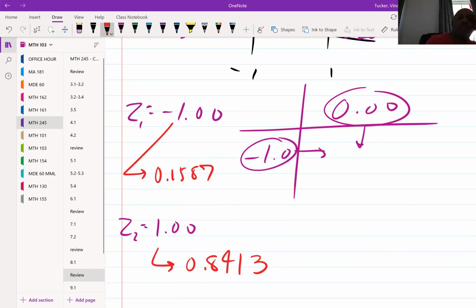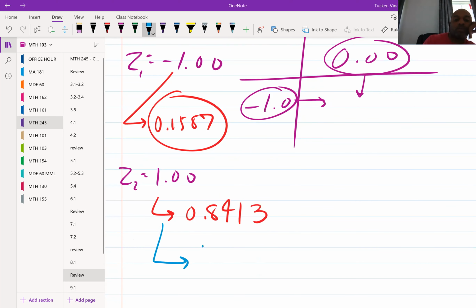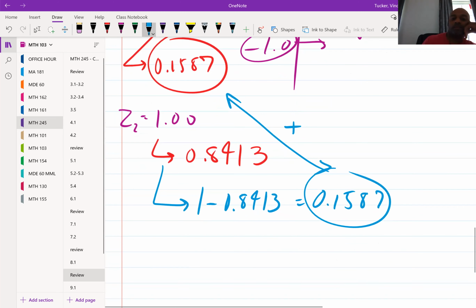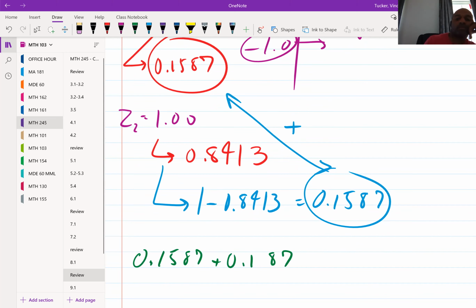All right. So now we're talking about to the left of -1.0. So this is fine because remember the chart always gives us what's to the left of. But then we're talking about to the right of this value. So we actually have to do 1 minus 0.8413, which should be the same thing, 0.1587. Yep. So we're going to add these two values together. So it should be 0.3174. Yeah, that's all they wanted.